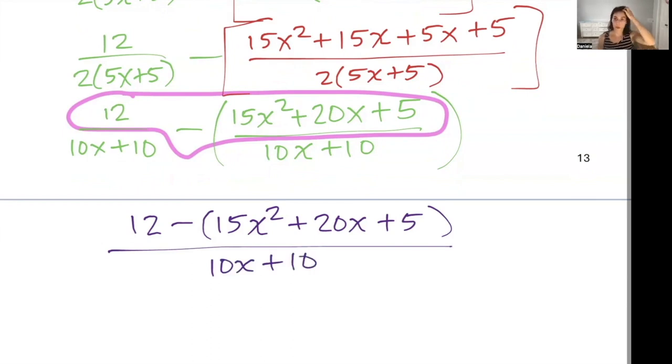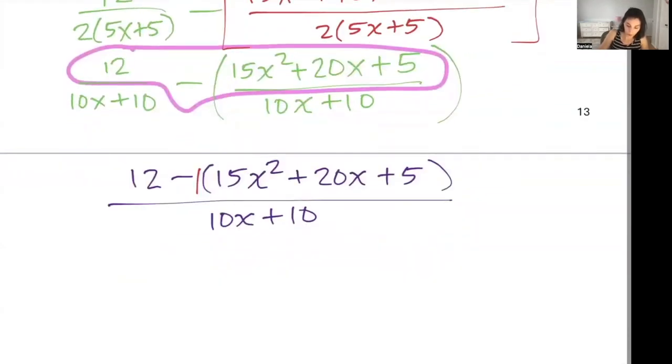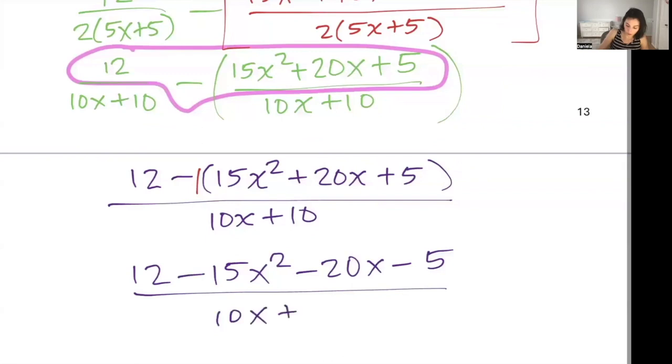So now the last thing that we should do is simplify, right? There's like an imaginary minus 1 times, so there should be an imaginary distribution of that negative 1. You can look at it that way, and that is exactly why all the signs should be negative. So I hope that makes more sense now. So it should end up being 12 minus 15x squared. The 20x turns into a minus, and then the 5 also turns into a minus. All those signs should change, and then it's all over 10x plus 10.